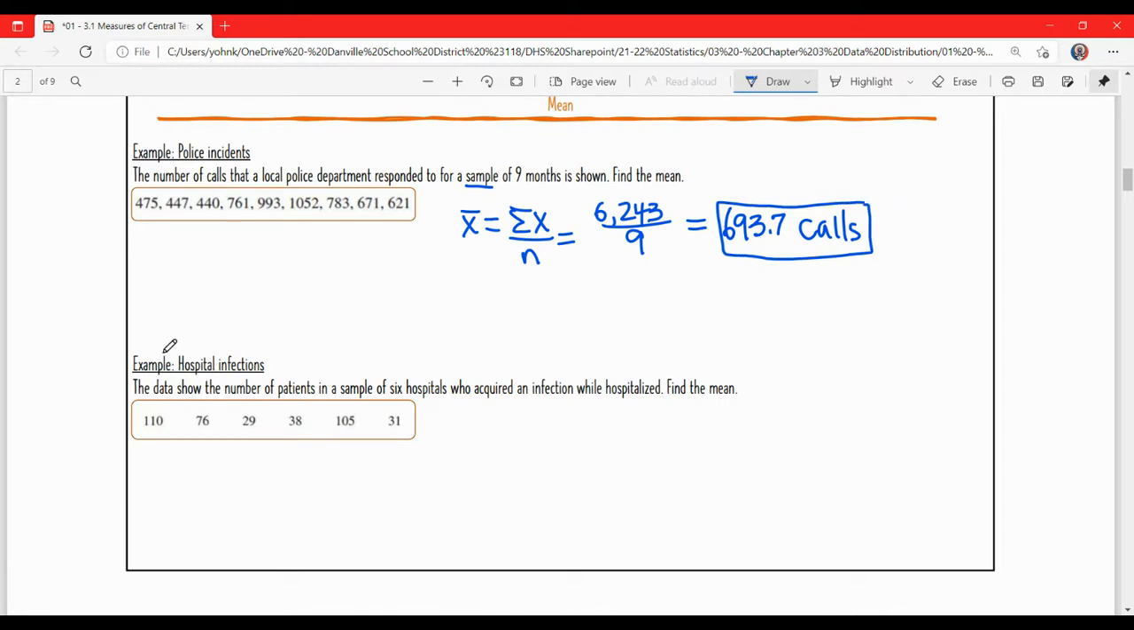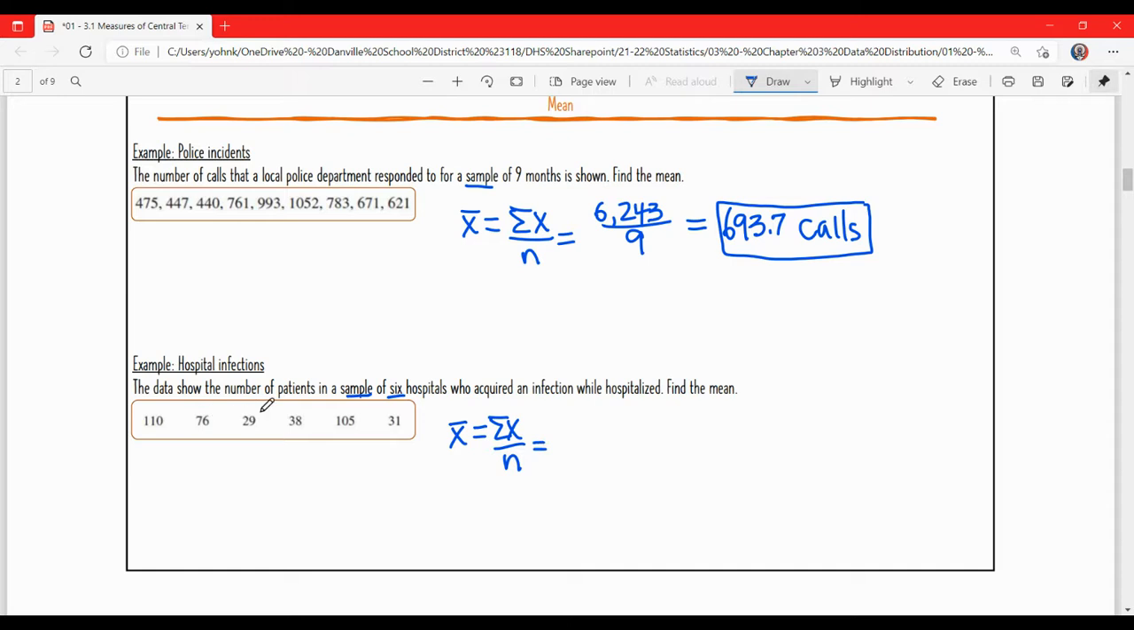Okay, here's another example. The data show the number of patients in a sample of 6 hospitals who acquired an infection while hospitalized. Find the mean. This one says the data is showing the number of patients in the sample, so we've got a sample. That means we're going to use the formula x bar is equal to the sum of all the x's divided by the sample size.